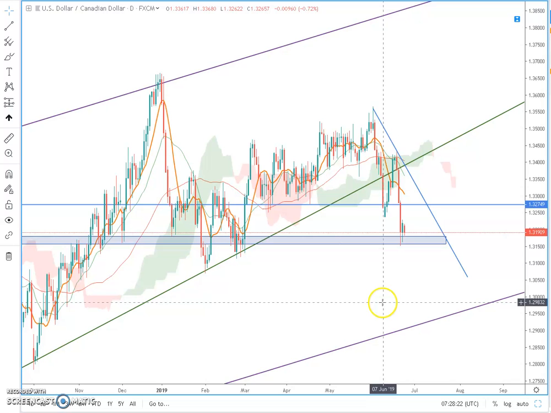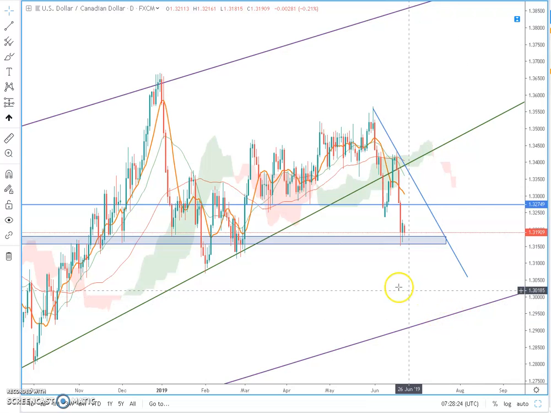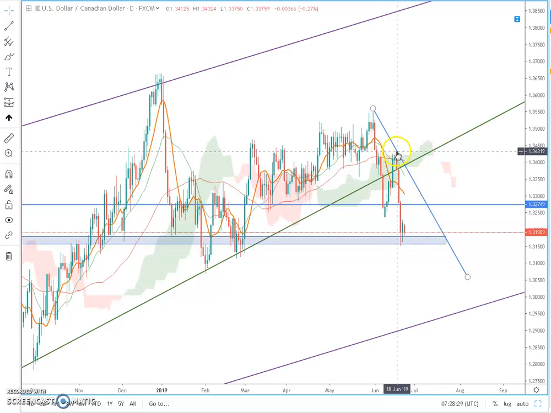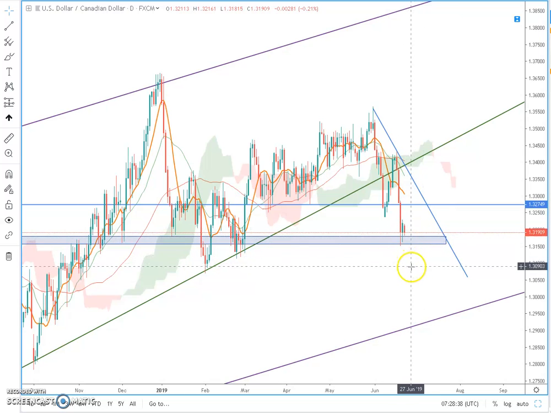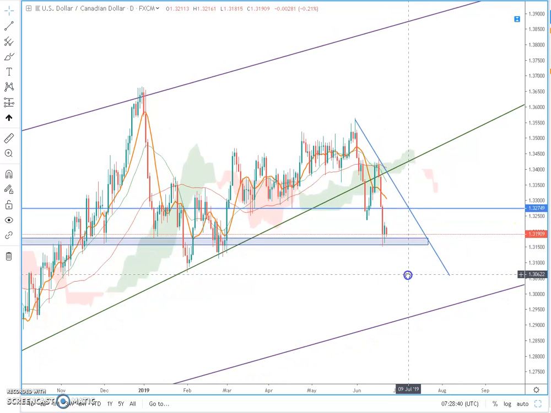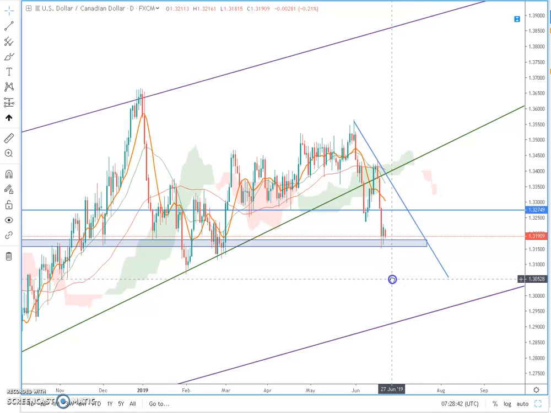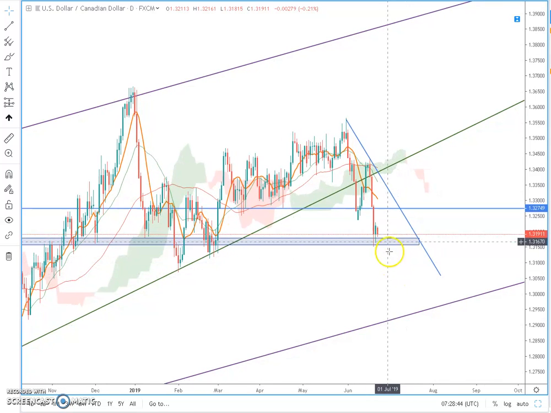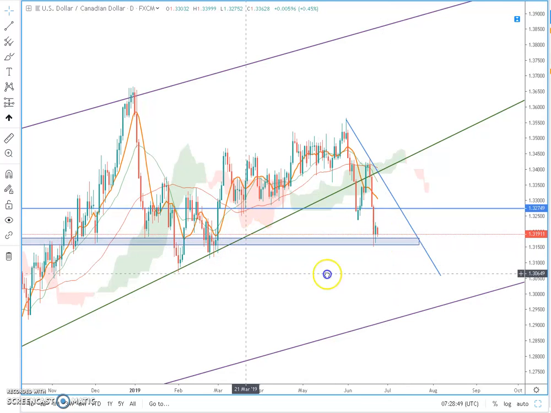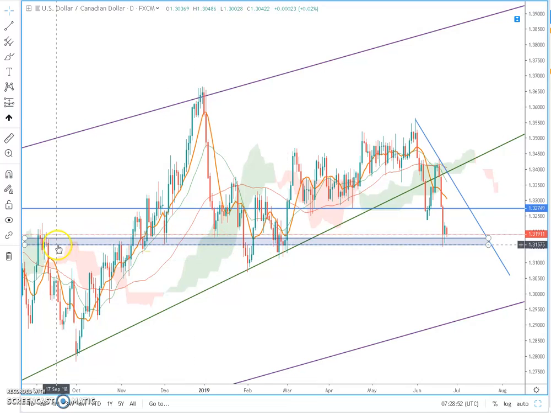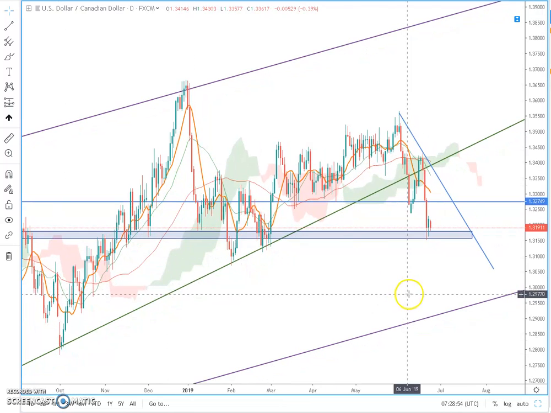In USD CAD, here we are on the daily chart, and you can see that after the price was rejected from the 50 moving average on this side, it went down to get support at 1.3200 or 1.3190, something like that, this place. And here it seems like the price is really having difficulty falling further below this support. This price zone is acting as a very strong support right now.